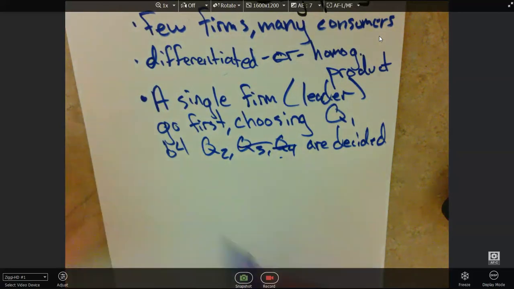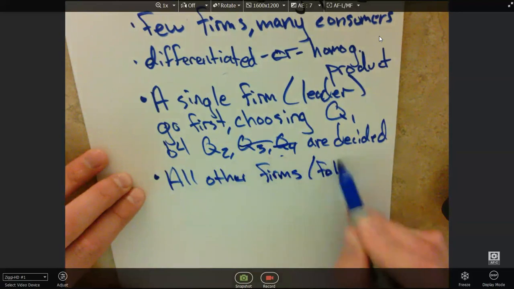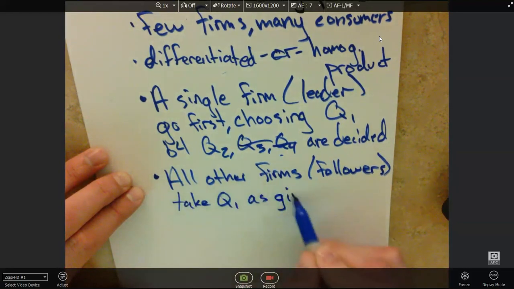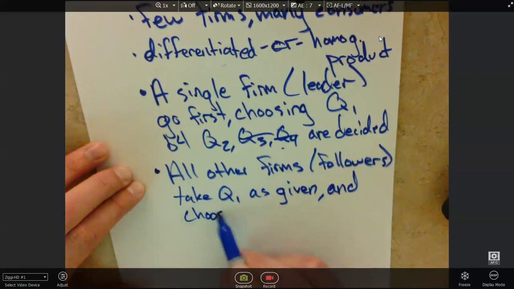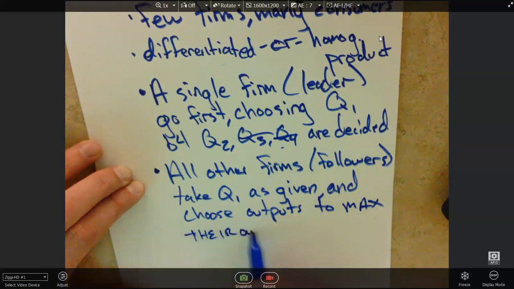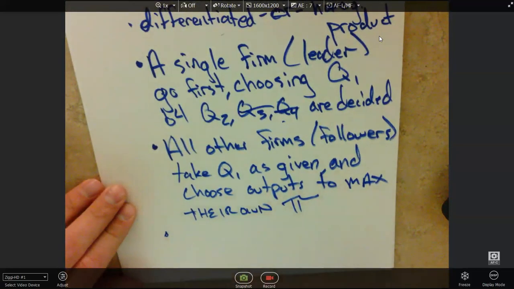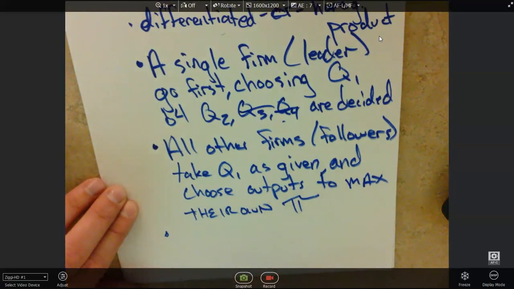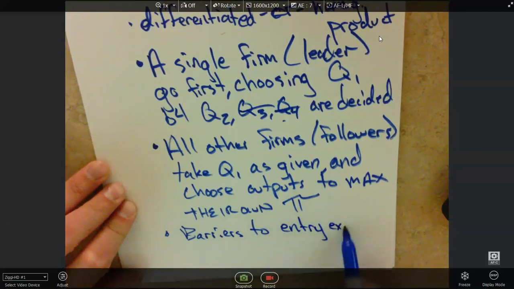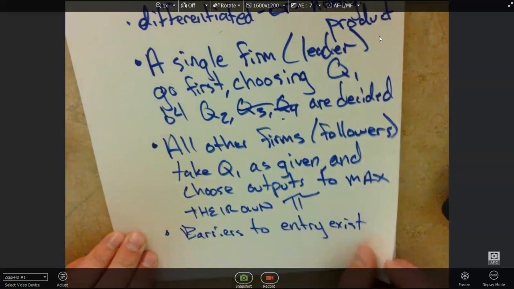And then all the other firms, if we have a single firm that's going first, we call them the followers. Very original nomenclature here. They take Q1 as given and choose outputs to maximize their own profit. Does that make sense, everybody? And then the last characteristic of our Stackelberg oligopoly, which is a characteristic of all oligopolies: could you and I just go out and start a cable company tomorrow? No, there are barriers to entry. Okay, cool. So let's get into the math of it. I know what you've been waiting for.